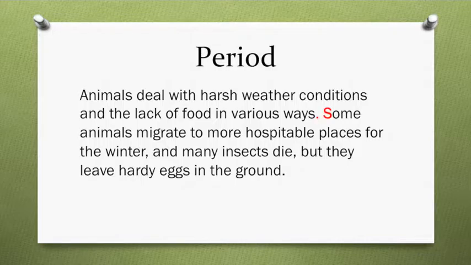Here is the end of a sentence. You can put a period mark after ways. The next sentence starts with capital letter S. Then you can break the sentence after winter by marking a period. Delete and change the lowercase m to capital M. Now, readers can understand your points better.